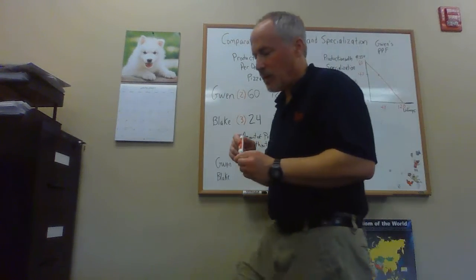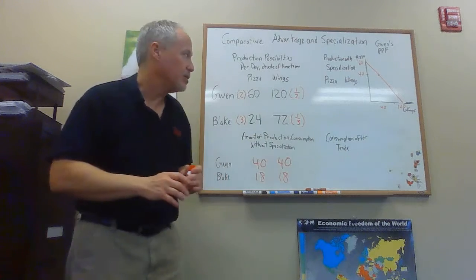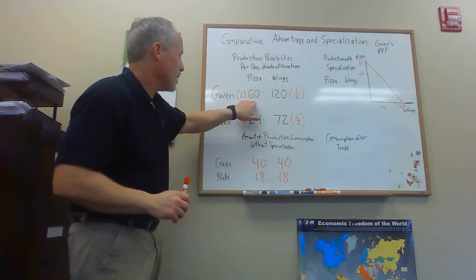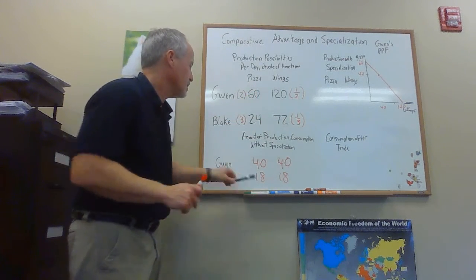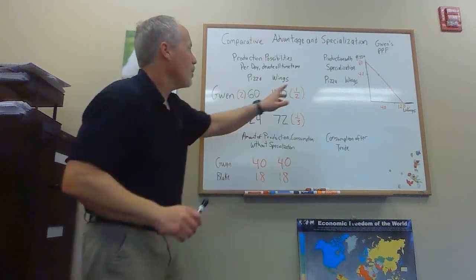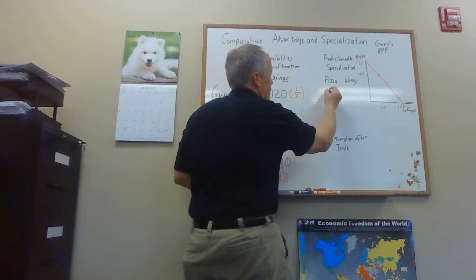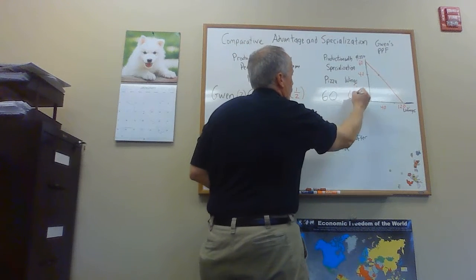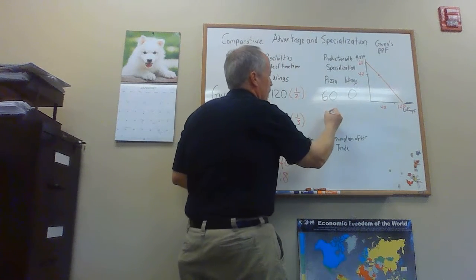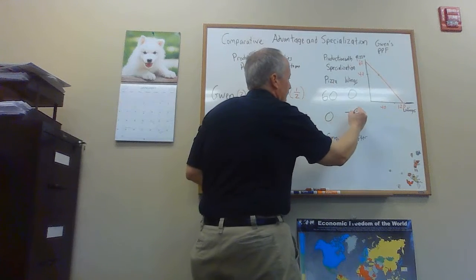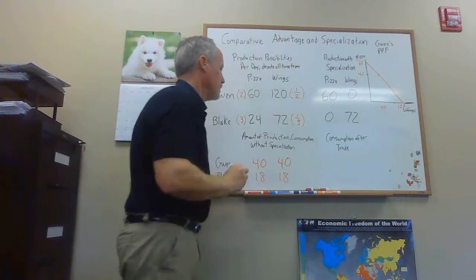Now, we've already found out the direction of comparative advantage. So Gwen's going to make pizzas and Blake's going to make wings. So when they specialize and produce, Gwen will make 60 pizzas and no wings. Blake will make all wings, so he'll have no pizzas and then 72 wings.